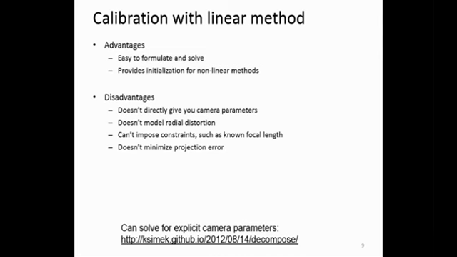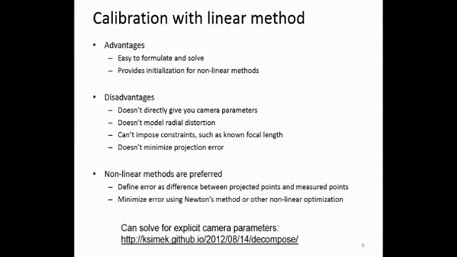And we'll get into it a little bit later, in a week or so, why this homogeneous system of linear equations doesn't actually give you the least squares projection error, or minimize it. So the preferred solution is to do a nonlinear method. You say that the error is the difference between the projected point and the known point. And here a projected point is just UV, not UVW. And then you can minimize the error using Newton's method or some other kind of nonlinear optimization.